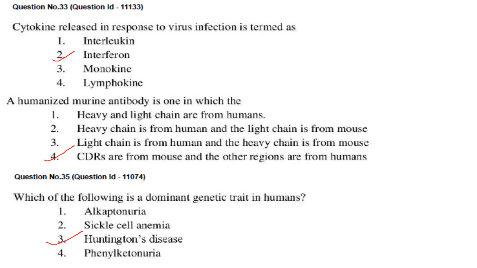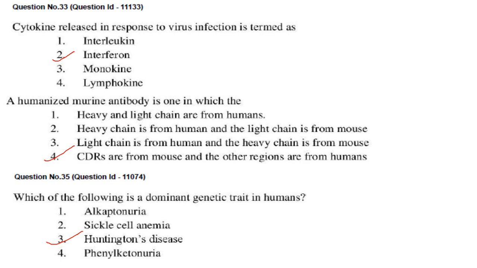A humanized murine antibody is one in which. So in monoclonal antibodies, the mouse monoclonal antibody produced will be considered as an antigen by the human body and it will result in a rejection reaction taking place. So to avoid this, you use a humanized antibody.